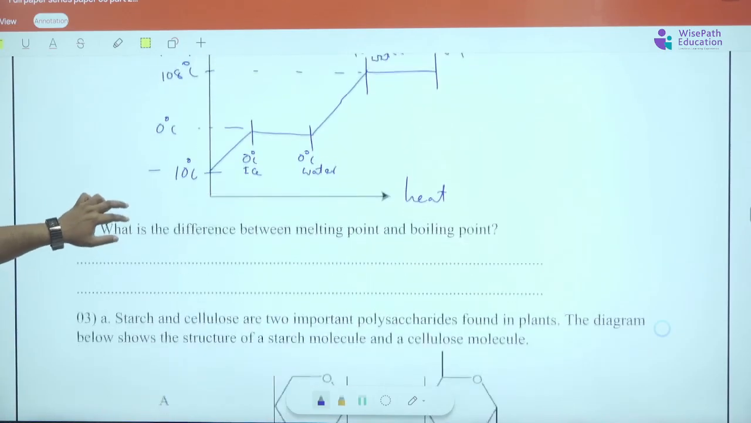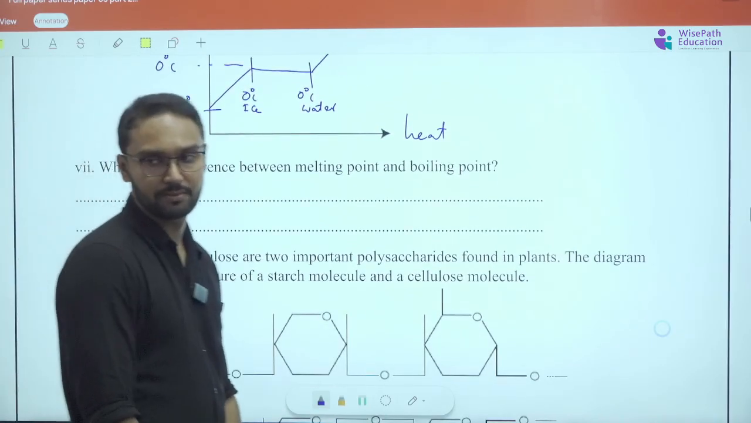Right? What is the difference between melting point and the boiling point?